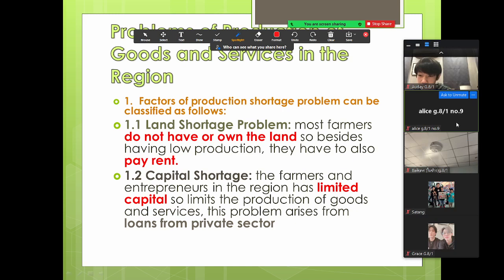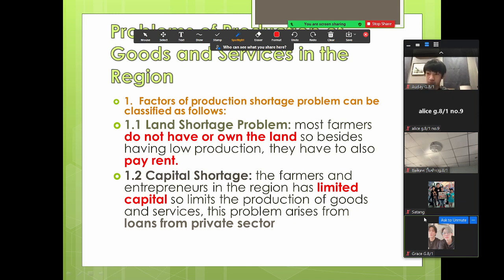Next one. Grace, what is the next one? Grace, are you there? What is the next one after land shortage problem? We have capital shortage. The farmers and entrepreneurs in the region have limited capital. Of course, limited capital is maybe limited money, limited resources, so it limits the production of goods and services.